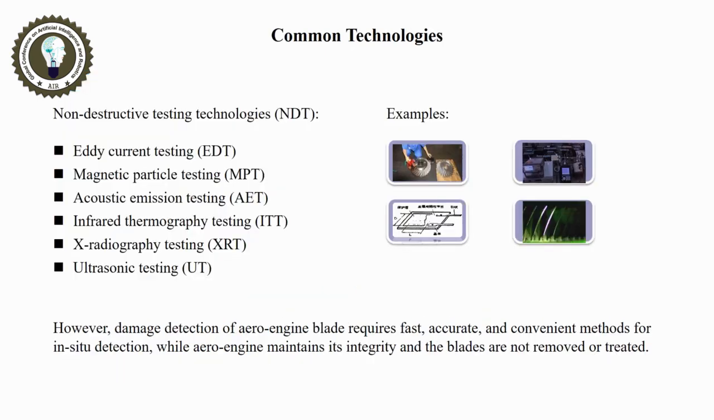In the last few years, many non-destructive testing technologies (NDT) have been applied for blade damage detection, such as eddy current testing, magnetic particle testing, acoustic emission testing, and so on. However, damage detection of aero-engine blades requires fast, accurate, and convenient methods for in-situ detection, while the aero-engine maintains its integrity and the blades are not removed or treated.